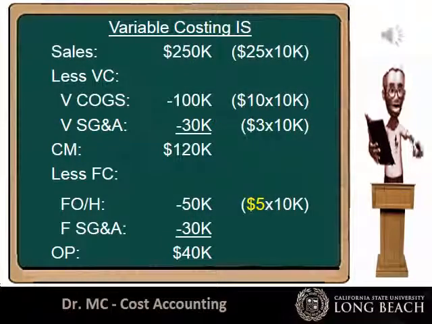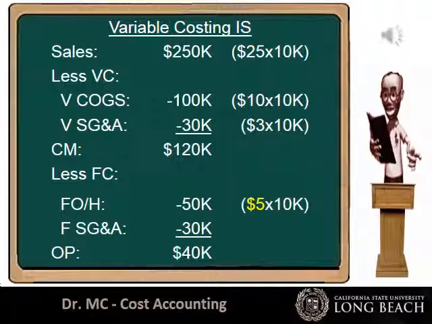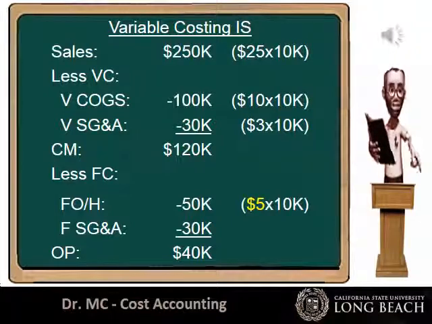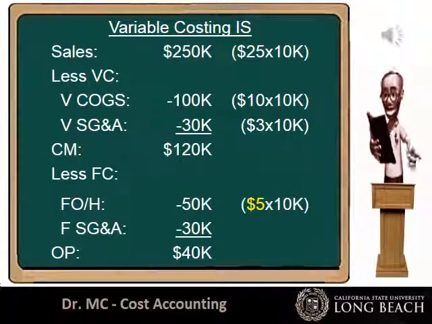Your firm's variable costing income statement starts with the sales revenue of $250,000. You then subtract all of the firm's variable costs. In this example, our firm has two variable costs. It has variable cost of goods sold, which is the variable cost of one unit times the units sold. Keep in mind that the variable cost of one unit is $10.